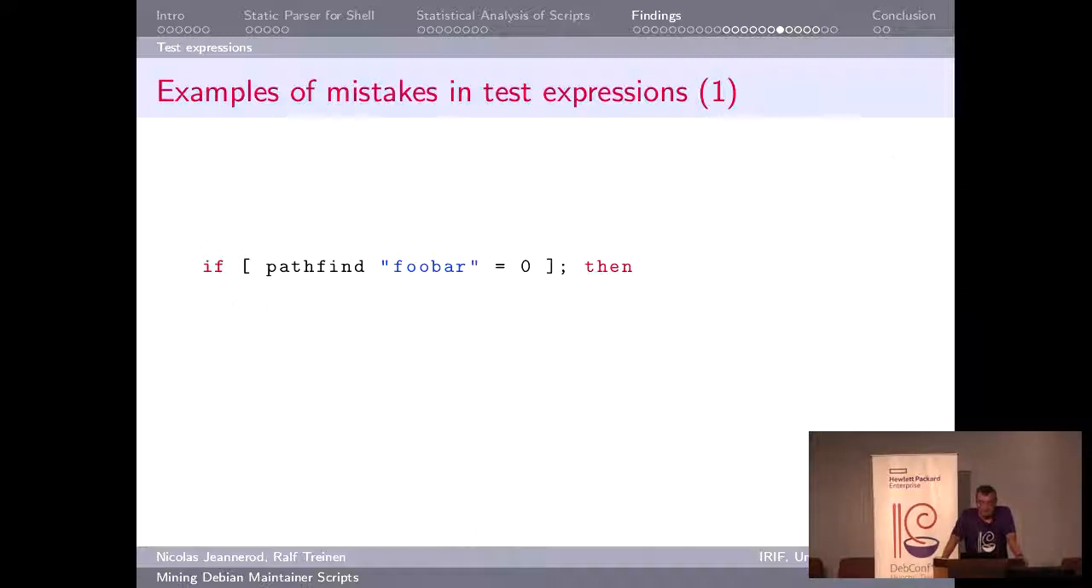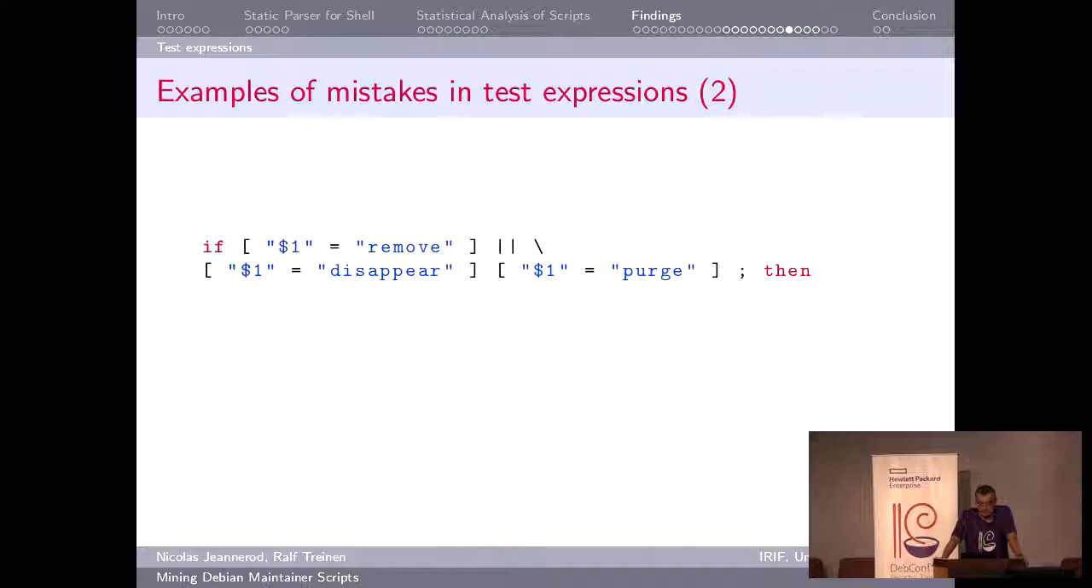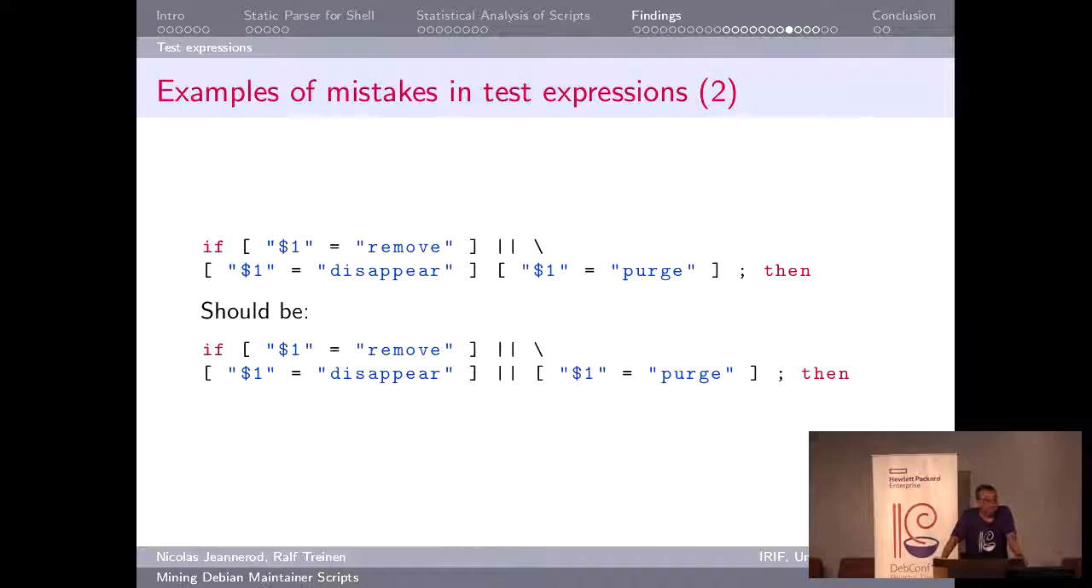This, of course, is false. Pathfind would be a function in this case, and here, of course, you would want to apply the function pathfind to the argument, so this should be something like this. This is something we found several times in scripts. Here, what is missing is just an OR operator between the second and the third sub-expression. Why hasn't this been found before, one might ask? Well, this test will succeed in case $1 is removed, and in all other cases, including disappear and purge, it will just fail. So it does something, but not what the maintainer intended.